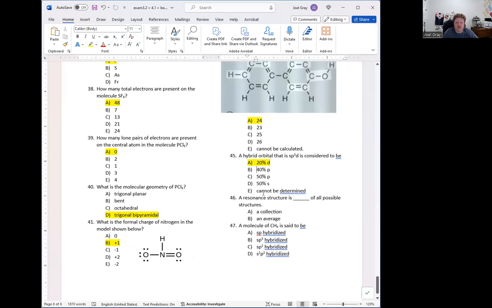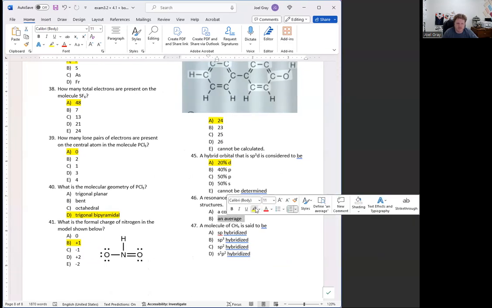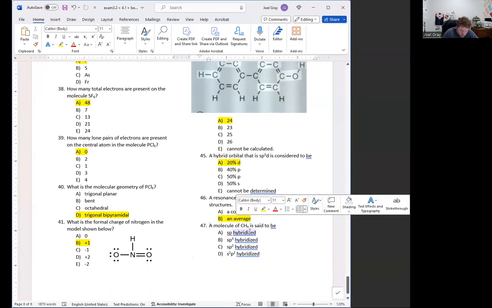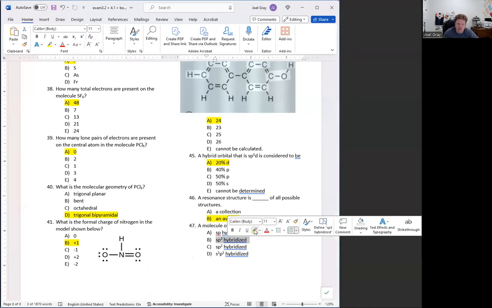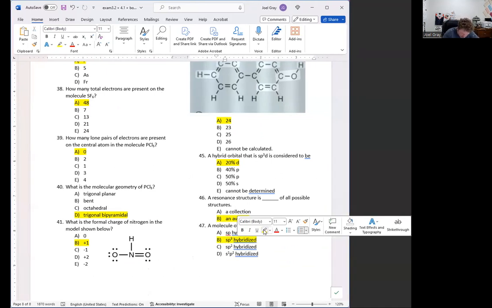46. A resonance structure is blank of all possible structures. It's an average. A molecule of CH4 is said to be, well, it has a central atom with 4 things around it. S, P, P, P. sp3 hybridized. B is the correct answer for number 47.